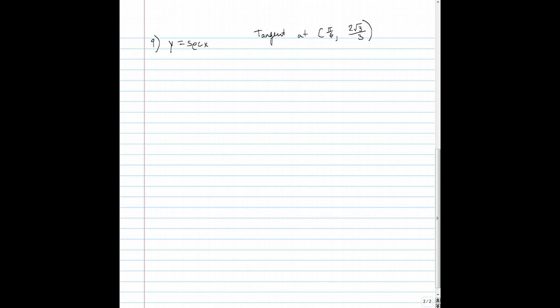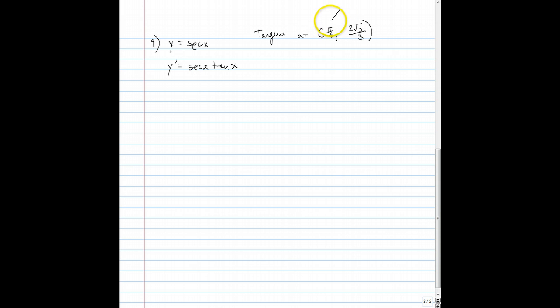We want to find the equation of the tangent line to the curve y is equal to secant x at the point pi over 6, 2 root 3 over 3. First thing we want to do is find the derivative of y, so y prime equals secant x tangent of x. We're going to have to remember our unit circle here.